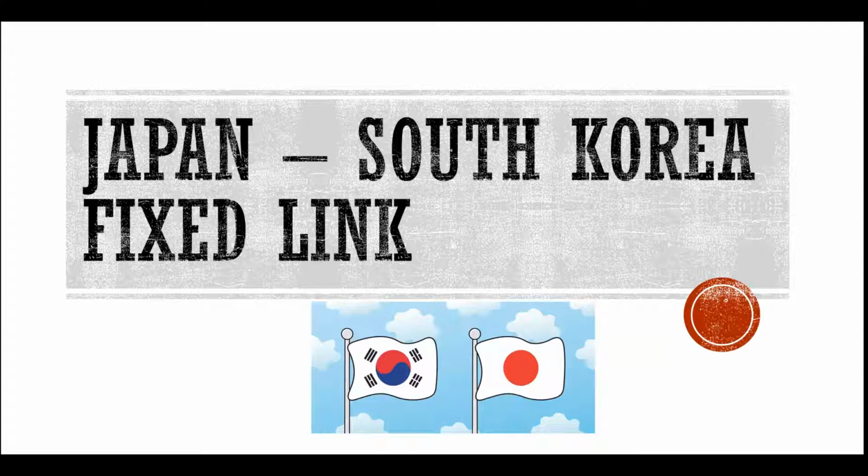So it's weekend again. I'm making this video about the Japan and South Korea fixed link. When we talk about a fixed link, it's usually because we want to build bridges or tunnels to link two sides. Here, Japan is an island country. It has a large population, of course, and South Korea is on the other side of the strait, the Korea Strait, also the Sea of Japan.